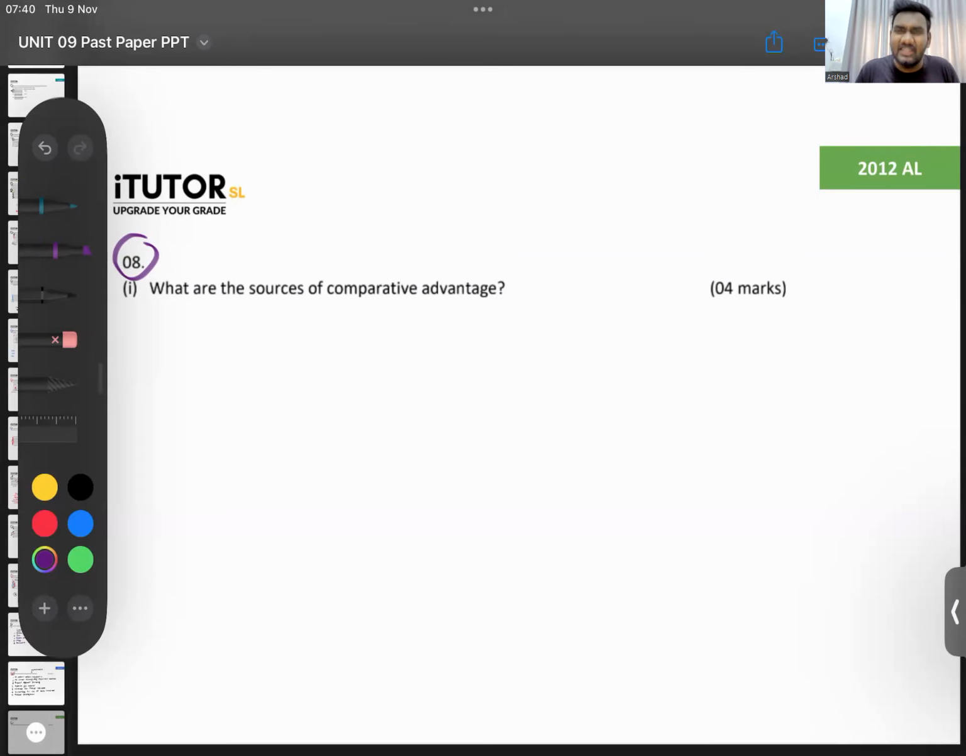We learned this in MCQs also. What are the sources? You don't even have to explain. They're just asking what. We can start with the differences in factor endowment. So factor endowment, the differences in the amount of factors they have. Some countries have a lot of factors of production. Some countries have very little.